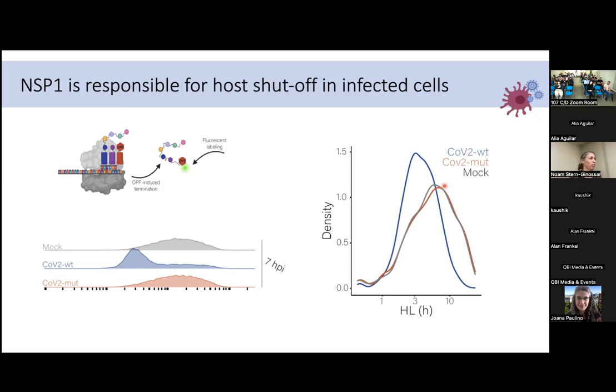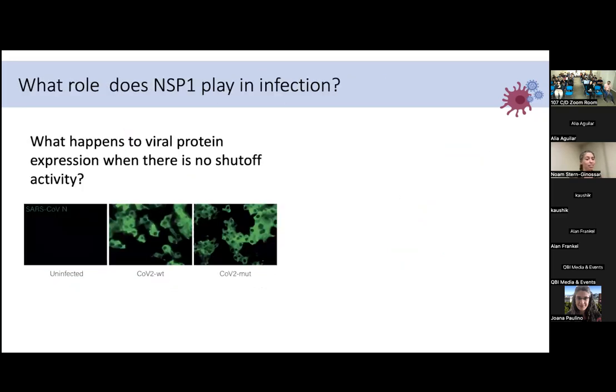So next was, okay, what happens to the virus? What happens to viral protein production? And we were actually really surprised to see that nothing happens to viral protein production. So if you infect at high MOI and look, for example, at the SARS-CoV-2 nucleocapsid protein, we don't see major difference between the wild type and the mutant virus.